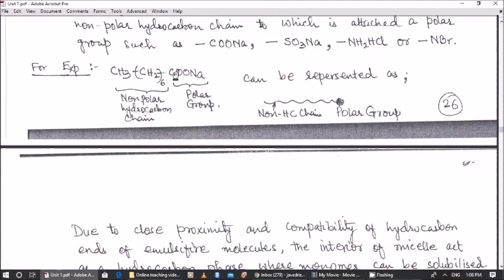An example of a surfactant is a non-polar hydrocarbon chain, CH3(CH2) six times, which is attached to a polar group COONa. So this molecule can be represented as a non-polar hydrocarbon chain which is attached to a polar group.